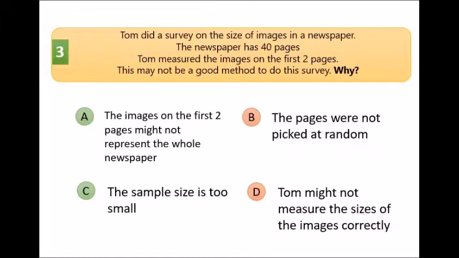Question 3, the survey. Well, in this case, the images on the first 2 pages might not represent the whole newspaper. It's totally valid, especially when you think about the fact that newspapers have different formats for their front page and their second page compared to the rest of their newspaper. And the sample size is very small. It's 2 out of 40. So both of those would be good answers.